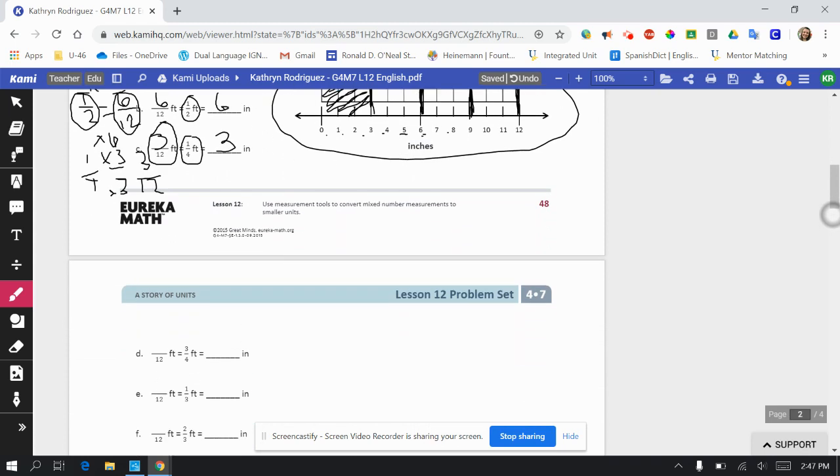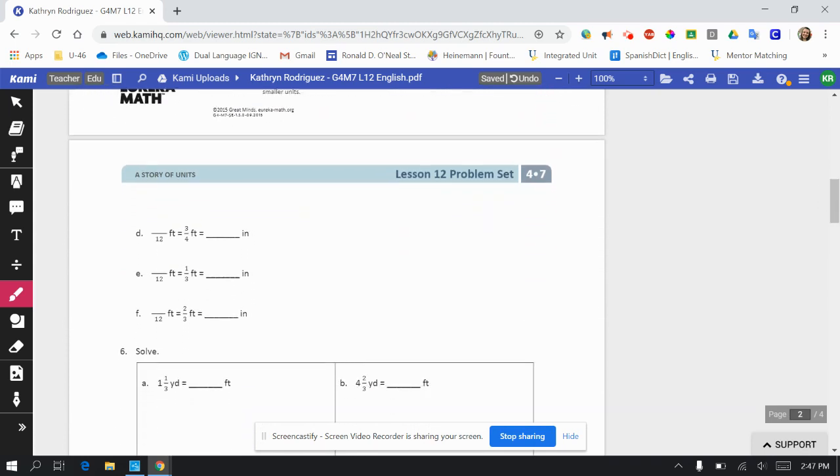All right, let's keep moving on here. Oh, we got a few more just like it. All right, well, this time I'm going to use equivalent fractions instead of using that picture. So 3/4 equals how many twelfths? How did I go from 4 to 12? I multiplied by 3. Whatever I do to the bottom, I have to do to the top. So that becomes 9 twelfths. 9 twelfths of a foot equals 3/4 of a foot, which equals 9 inches.